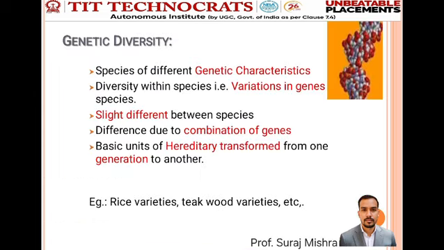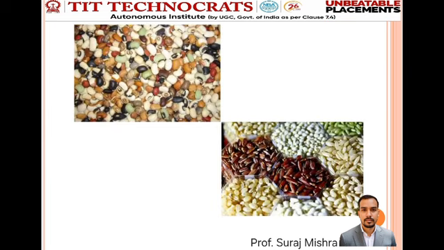Genetic diversity refers to the variation within a species due to differences in combinations of genes, which are transferred from one generation to another. For example, different types of apples and different types of rice varieties, as shown in the picture. Different varieties of wheat and pulses.